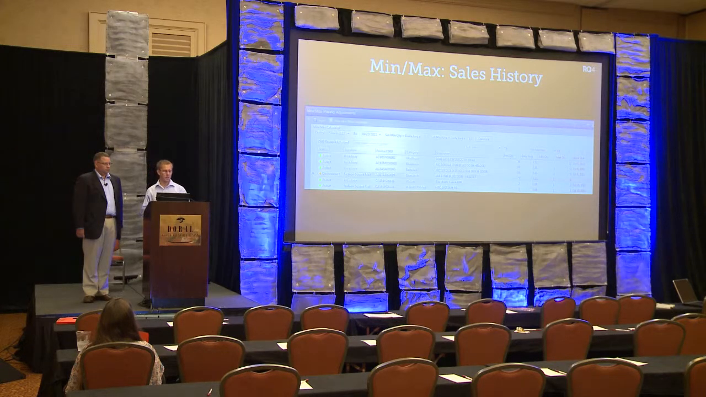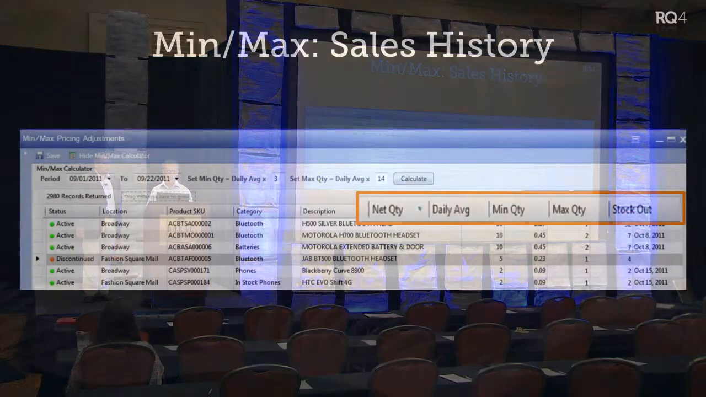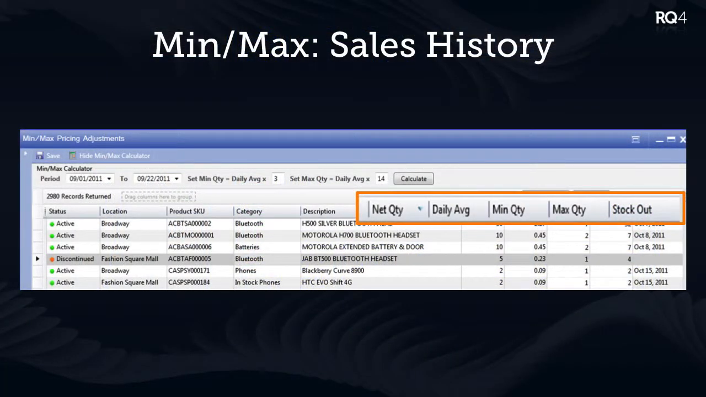Once we hit the calculate button on the min-max calculator, this is what our min-max adjustments report will look like. Right away, this looks like a report we ran for a couple different products, maybe one whole store. It's going to show us, based on the sales period, exactly what we sold, our daily average in terms of sales. Based on those numbers, what does RQ4 recommend we use for a min-max? The stock out date, on the far right, is going to tell us how long we have. If we didn't order any other products between now and that day, that's when we're going to end up selling out.